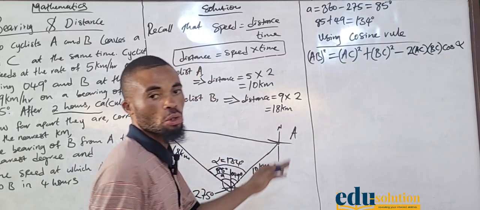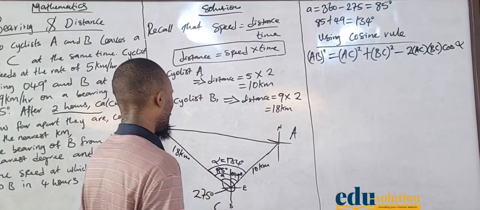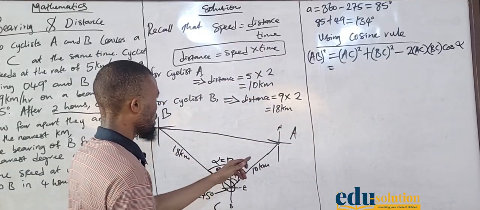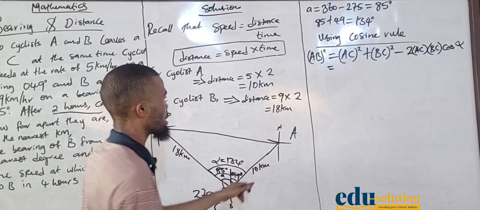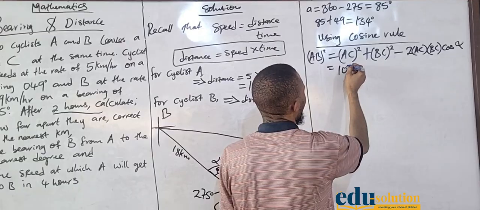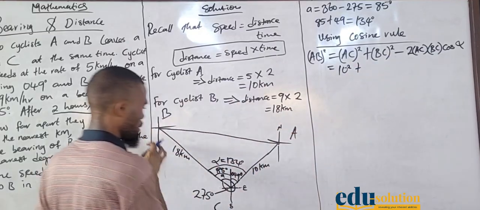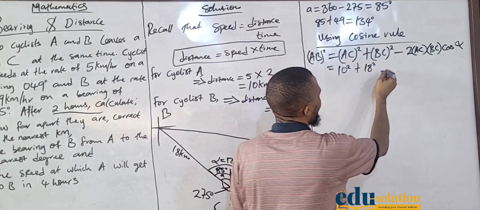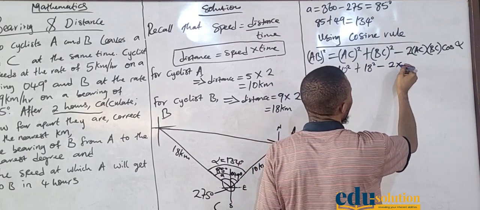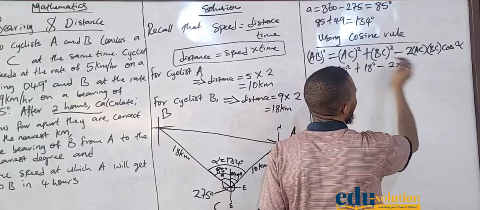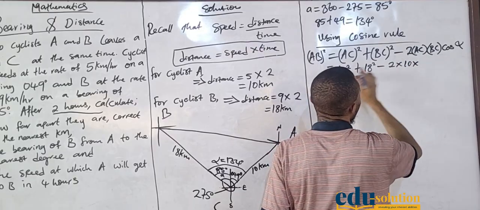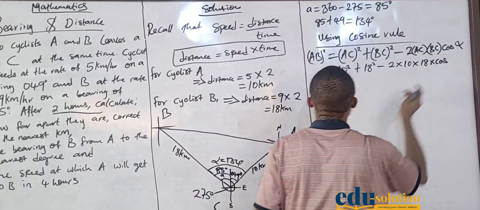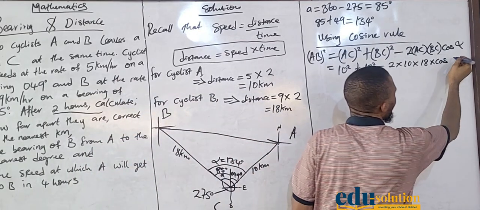With this, all we just need to do is to substitute our values and then we solve. So now we'll continue from there. This is AC, which is 10. We'll put squared, plus our BC, which is 18. We'll also square it. We'll have 18 squared, and then minus 2 times AC is 10 times BC is 18 times cos alpha. Alpha is 134. So just handle your calculator.